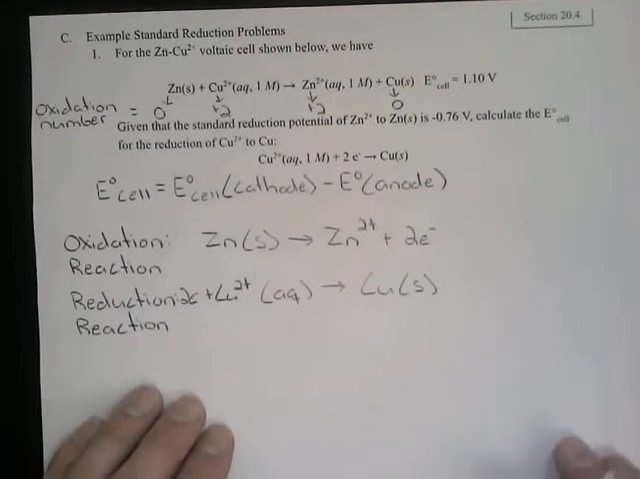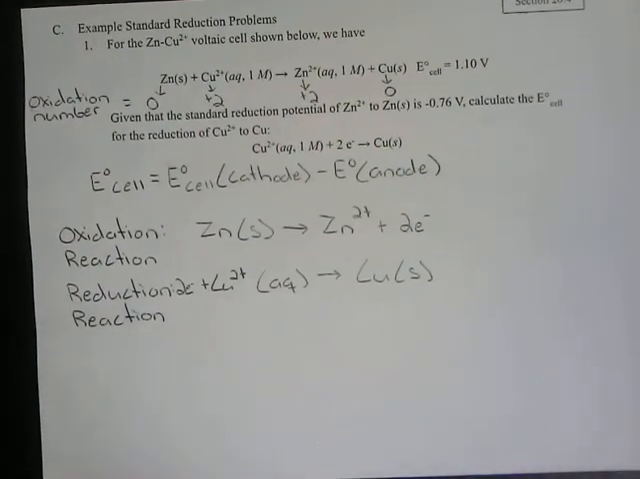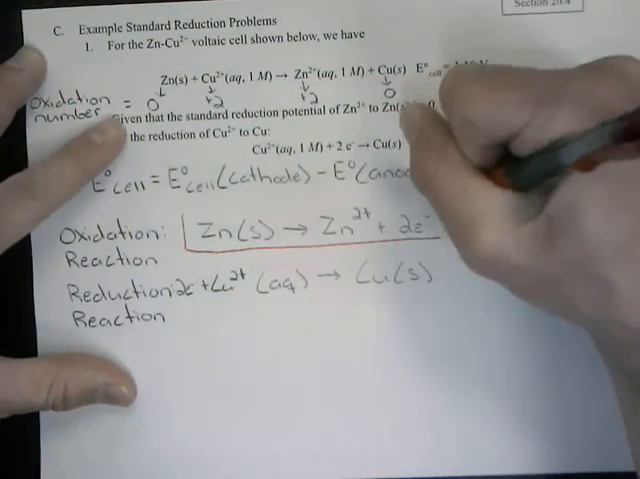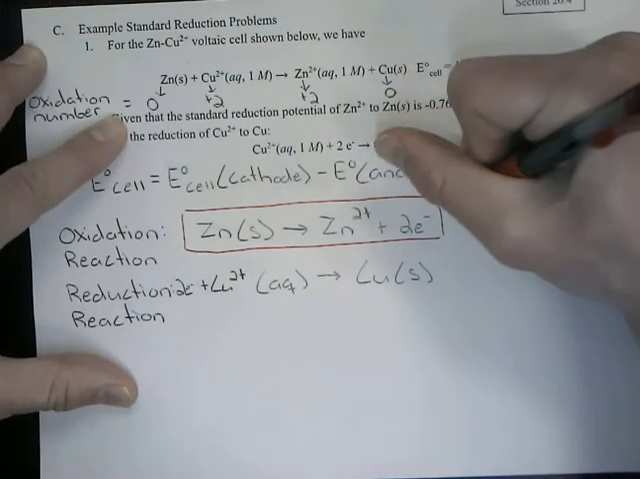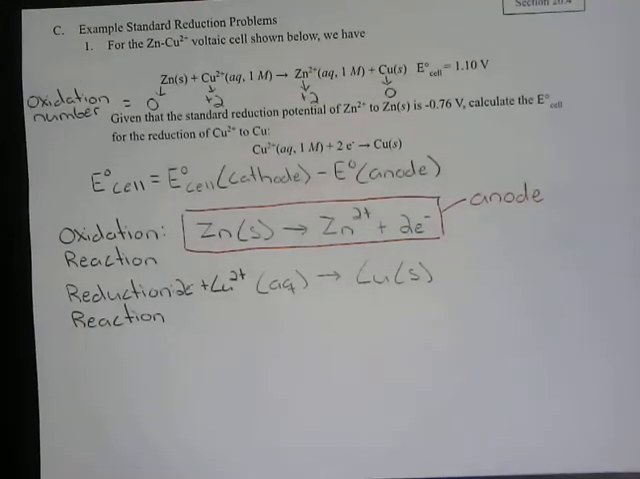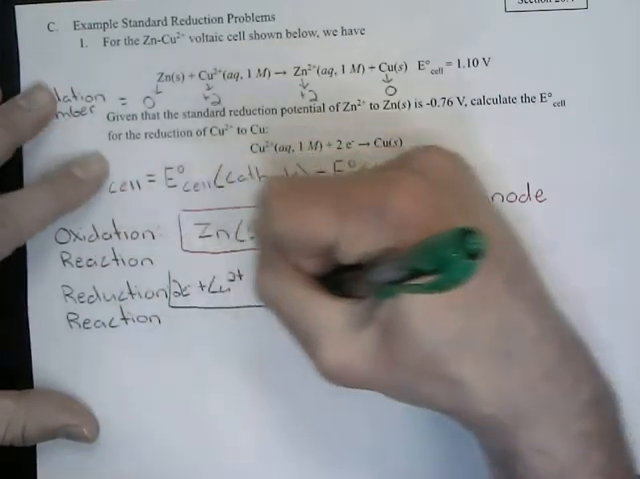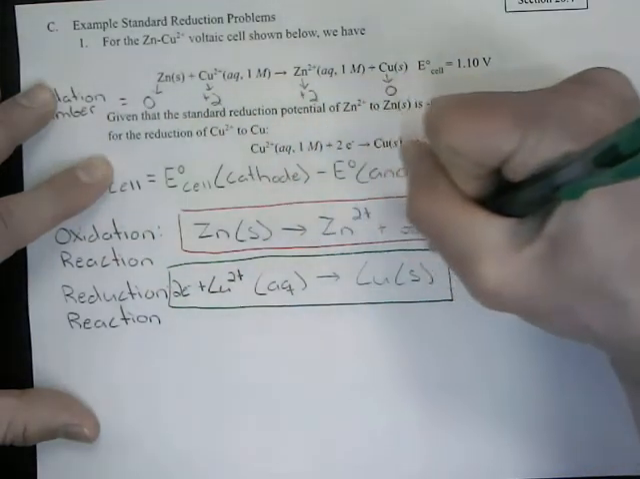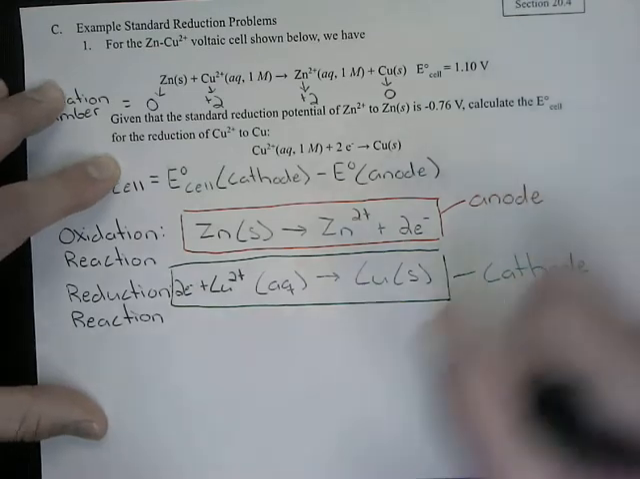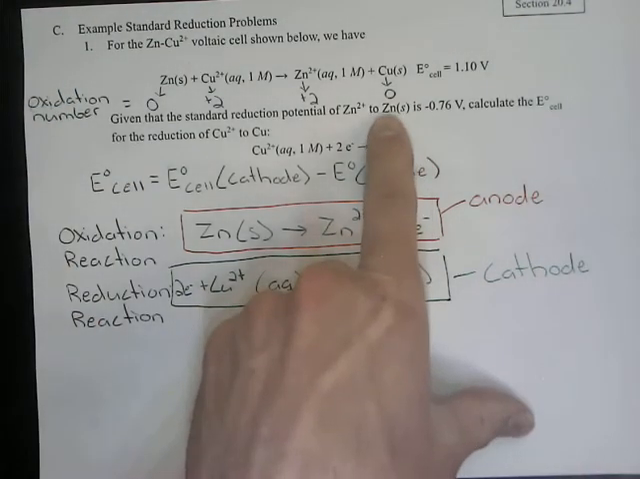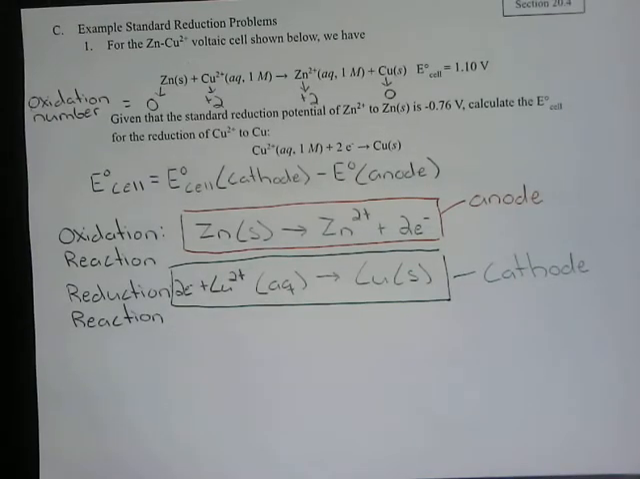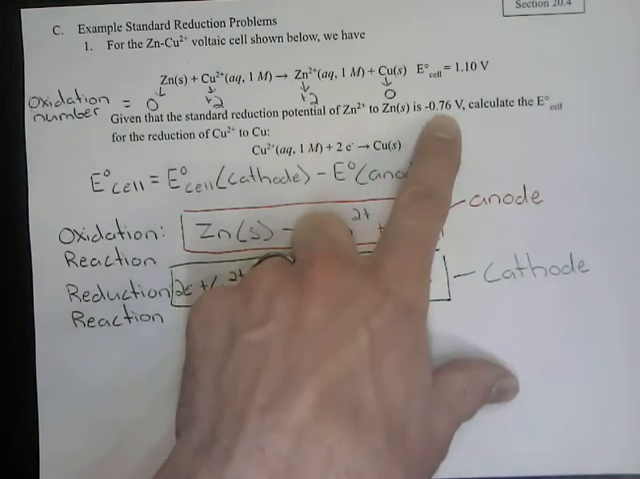Now the important part for us is this. The oxidation is our anode. So I'm going to put this as, hey, this is the anode in our particular reaction. Down here, the reduction reaction is our cathode, okay? So this is our cathode. It told us that the standard reduction potential for zinc to solid zinc is negative 0.76.